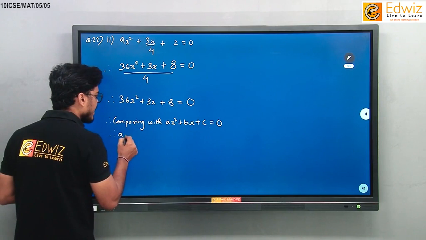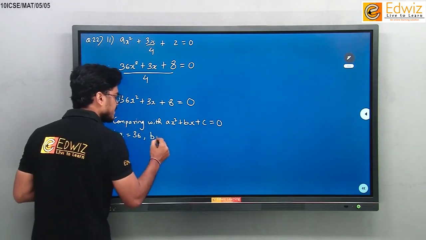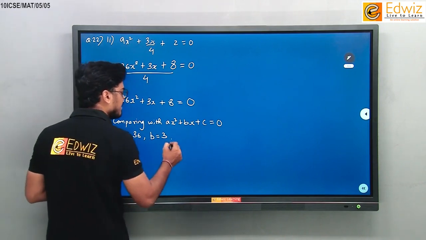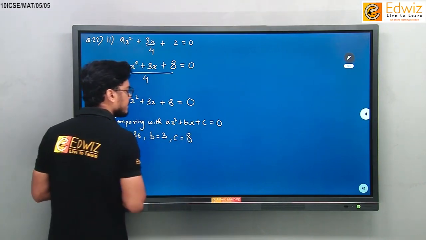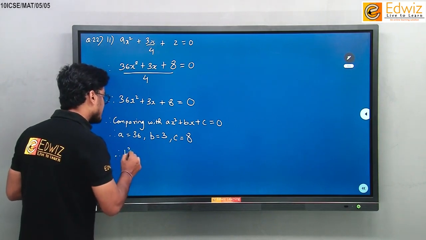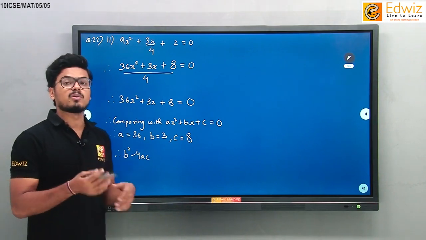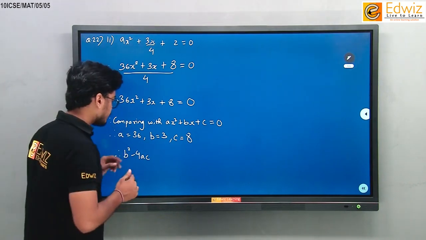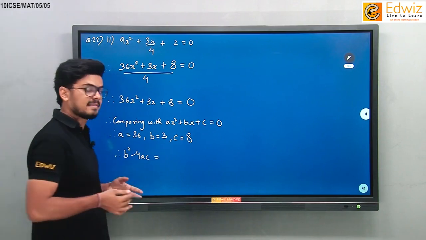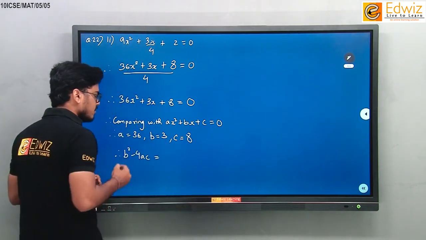So the value of a here is 36, the value of b is 3, the value of c is 8, correct? So we will check whether the value of b square minus 4ac is equal to 0 or more than 0 or not, correct? If it is less than 0, we will not be able to find the solution of this equation. So let us check.